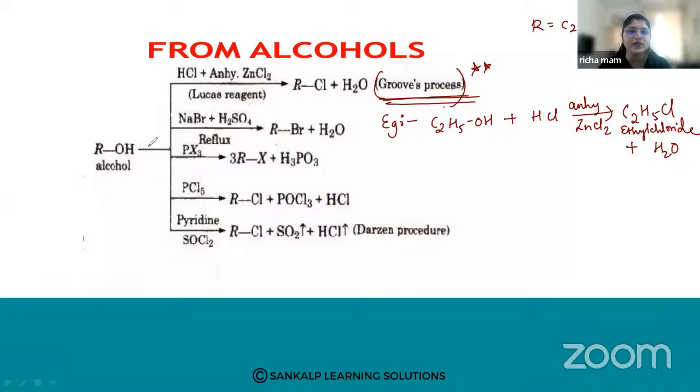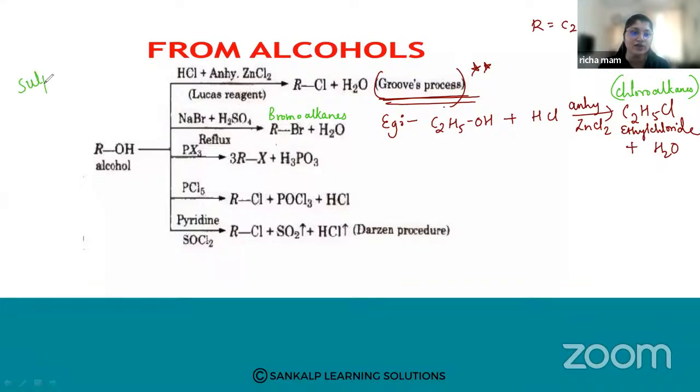Next, alcohols. By this you can generally prepare chloroalkanes. Now I want to prepare bromoalkanes. If I want to prepare bromoalkanes, what do I have to take? Again, I have to take alcohol and treat it with sodium bromide in the presence of H2SO4, that is concentrated sulfuric acid.